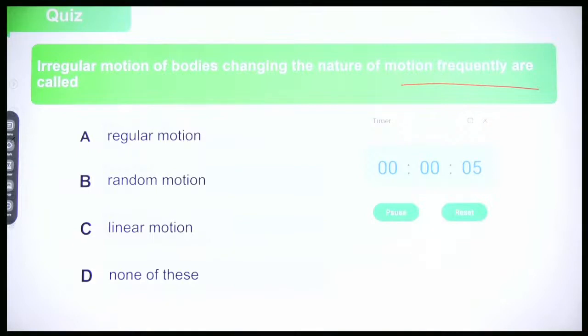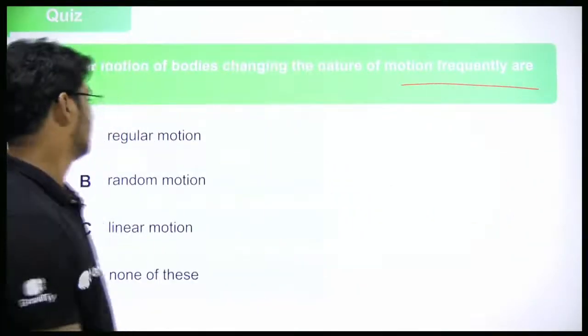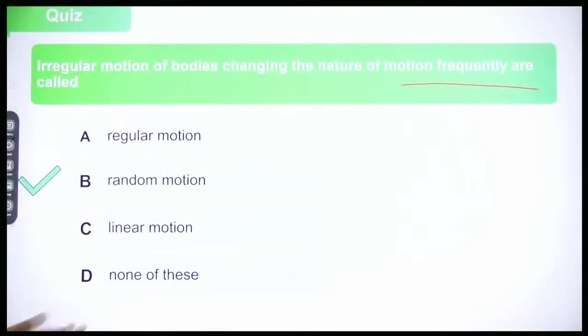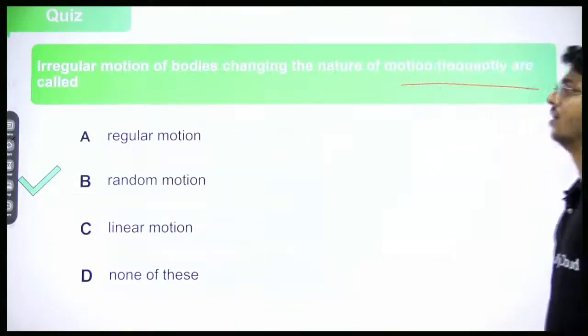Irregular motion of bodies changing the nature of motion frequently. Frequently will mean regularly. Okay, time to time. The time is up, by the way. Time is done. Okay. What is the correct answer? The correct answer is random motion. It keeps on changing continuously. Random motion. Understood? Okay, that's good.